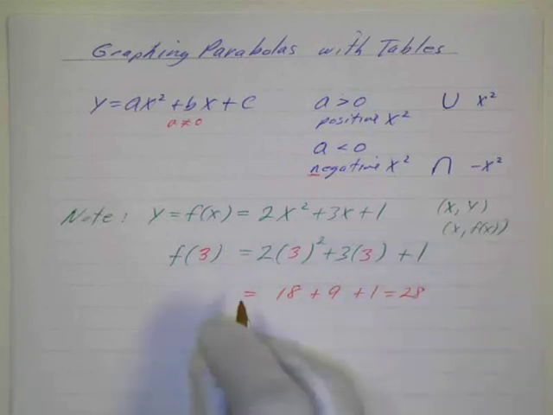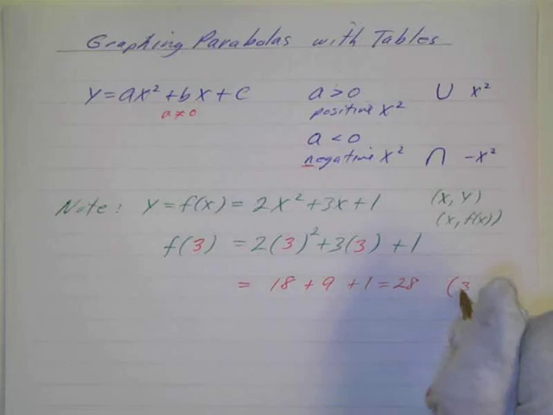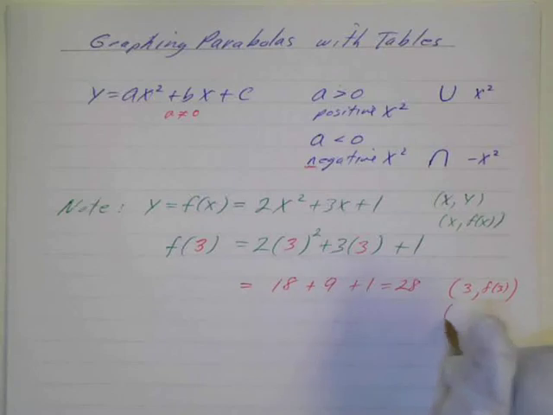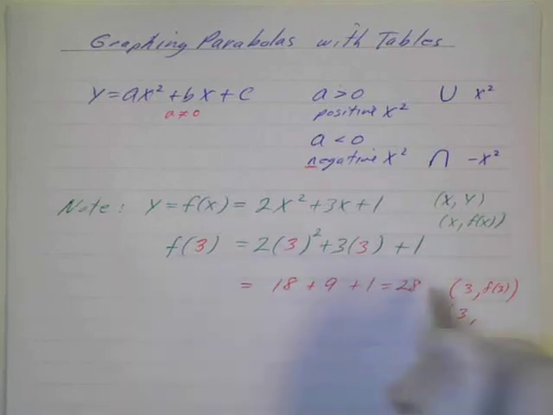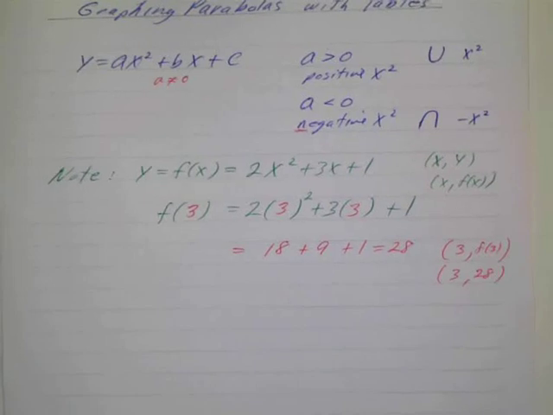So the point on this curve, if we graph this, that would be the point 3, that's the x, and f of 3 is the y value, and in this case, it's 3, and f of 3 is 28. So that's how you take care of that notation.